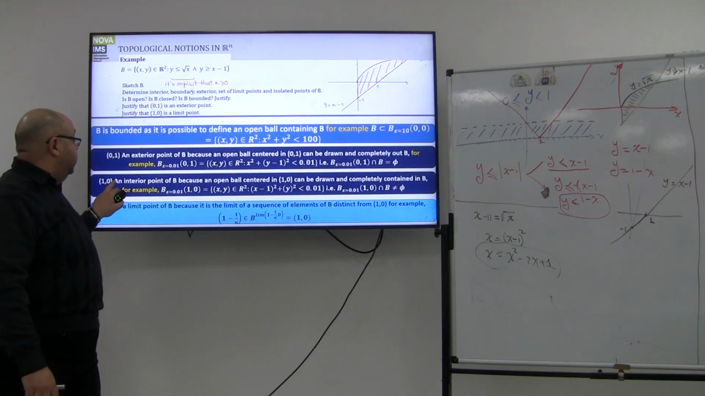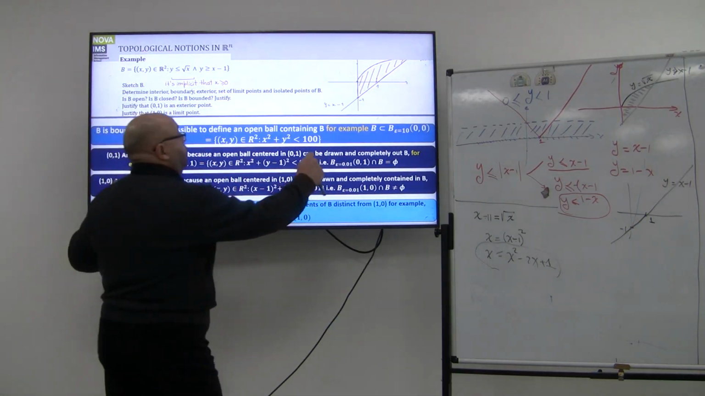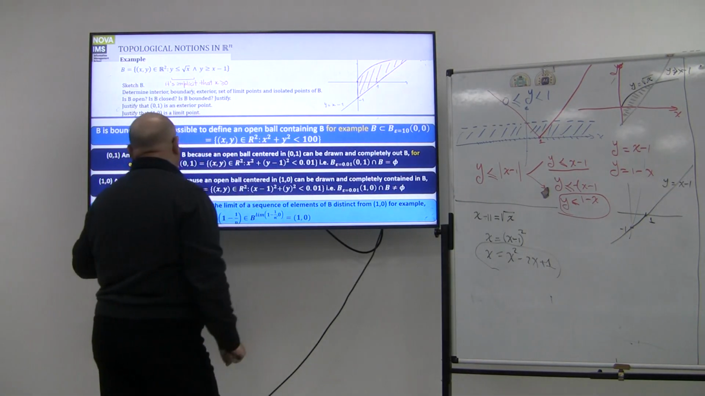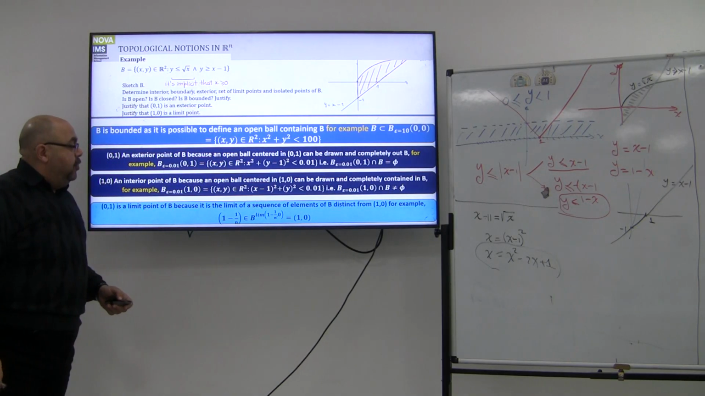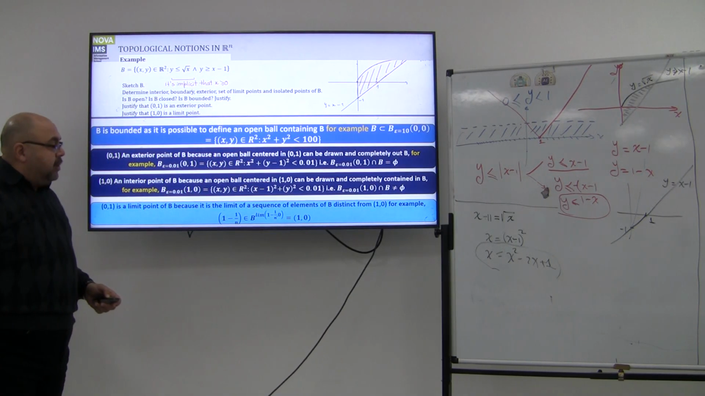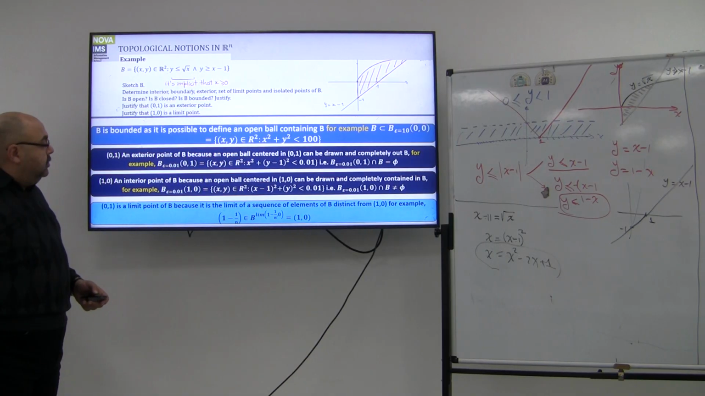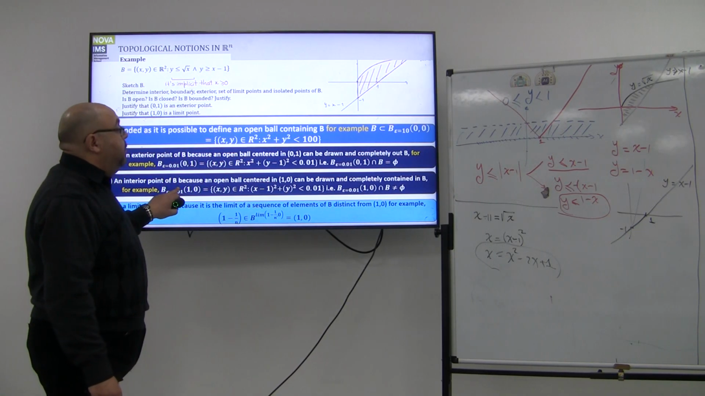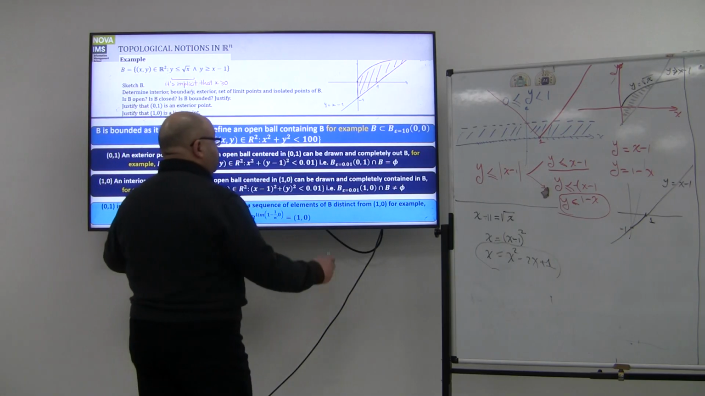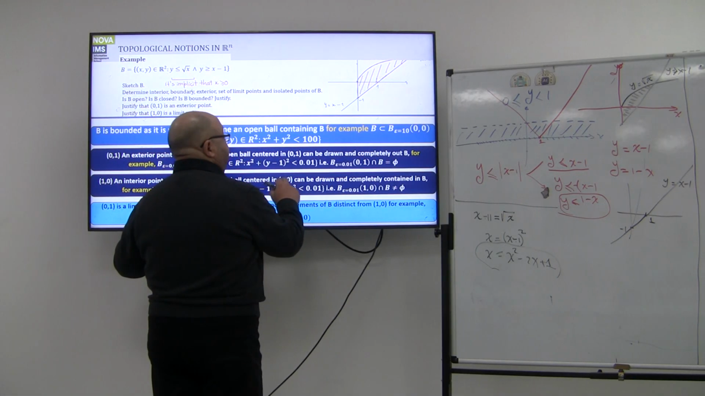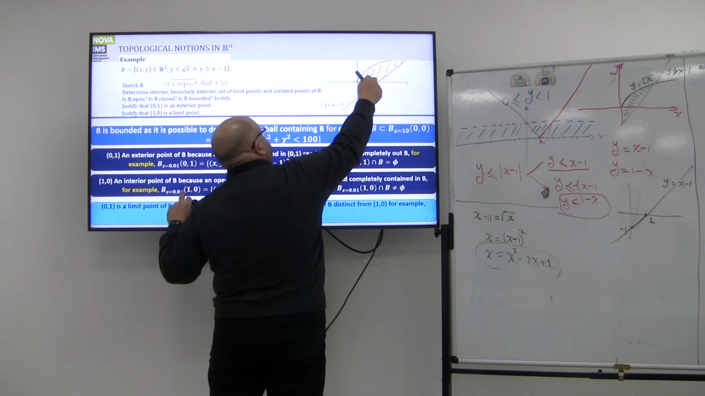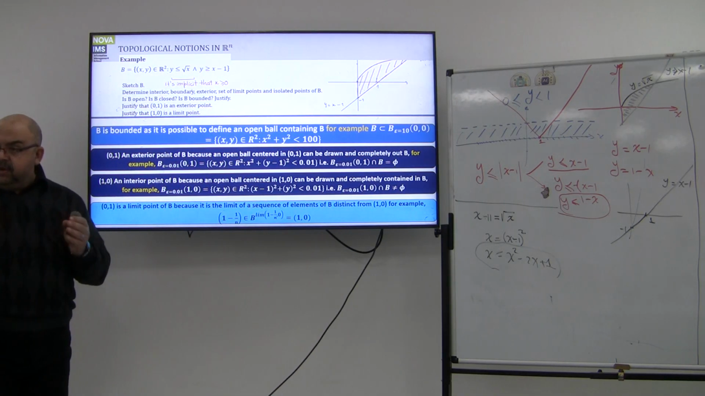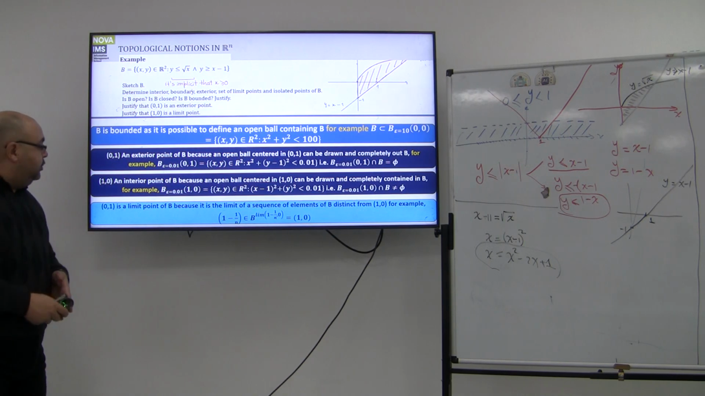Also an interior point, (1, 0), for example, the point at x equal to 1 and y equal to 0, which is considered an interior point of V because an open ball centered at (1, 0) can be drawn and completely contained in V. Actually, point (1, 0) is a boundary point. I will change it to be (0.5, 0), which means a point exactly inside the area. I've tried just to give you another example of an interior point.